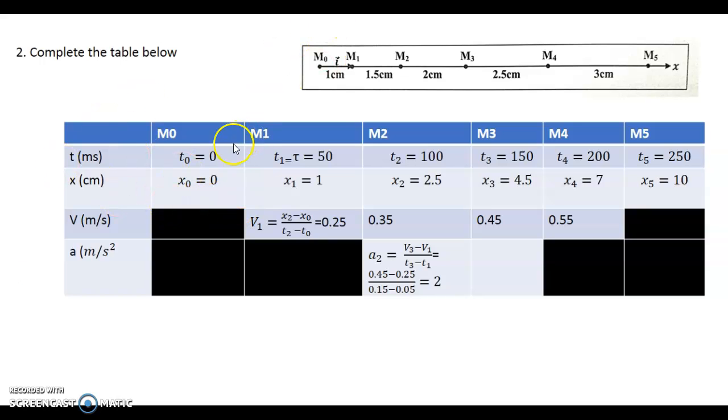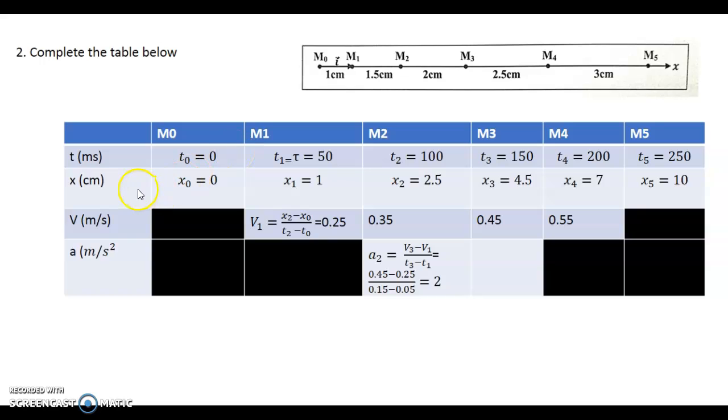So here when we say t in milliseconds, t0 is equal to 0, the starting point. Then at t1, 1 tau has passed, so 50 milliseconds. After that, we have 2 tau for M2. So here I wrote tau, you can write here 2 tau, here 3 tau, 4 tau, 5 tau, but this is not enough. You have to continue and say 50 milliseconds, 100 milliseconds, 150 milliseconds, because 1 tau is equal to 50 milliseconds as given.